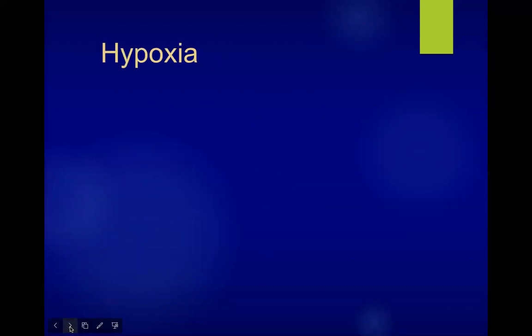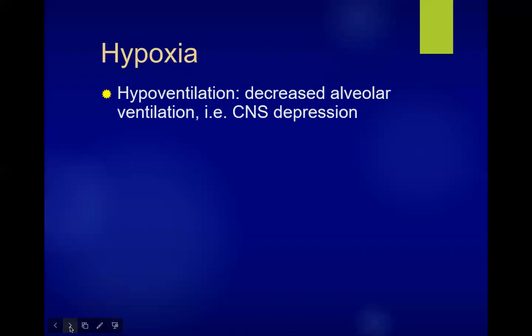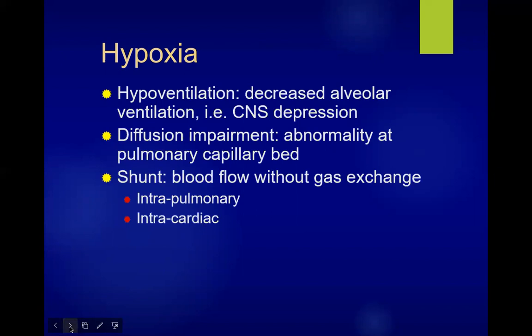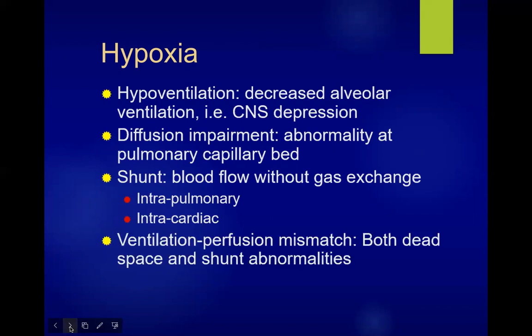So hypoxia. It usually results from hypoventilation. So you're going to get decreased alveolar ventilation, more of a CNS depression, diffuse impairment, abnormality at the pulmonary capillary bed, or shunt. So you're going to get blood flow without gas exchange. Shunts could be either intrapulmonary or intracardiac. And then the last cause of hypoxia is usually a V/Q mismatch, so both dead space and shunt abnormalities.